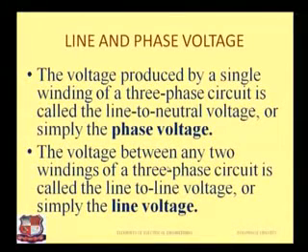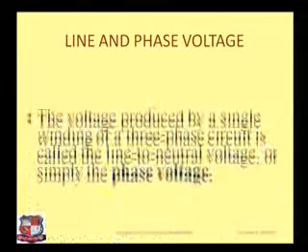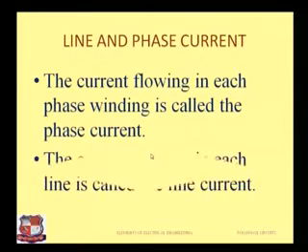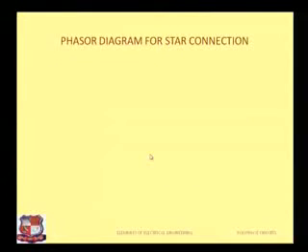The voltage between any two windings of a 3-phase circuit is called the line to line voltage or simply the line voltage. Like here we can again see line A to line B is called E line or simply line voltage. Similarly, for the currents, the current flowing in each phase winding is called the phase current, while the current flowing in each line is called the line current.